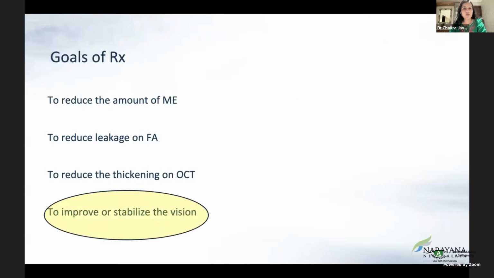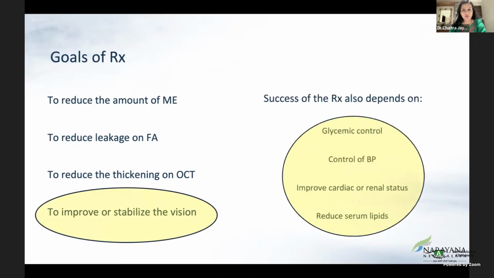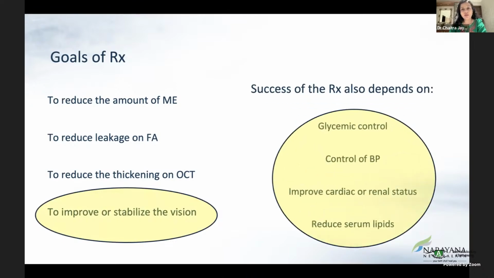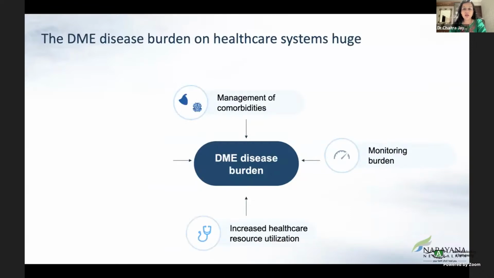So the goals of treatment would be, of course, to reduce the amount of edema, to reduce the leakage, reduce the thickening on OCT, but most importantly, it is to stabilize or improve the vision itself. And success of the treatment, like I mentioned, there are also other coexisting systemic concerns that we need to take care of, whether it is hypertension, cardiac renal status, or lipid profiles. So the disease burden is managing the comorbidities that we spoke about, the burden itself, whether it's monitoring the treatment, the increased utilization of healthcare.